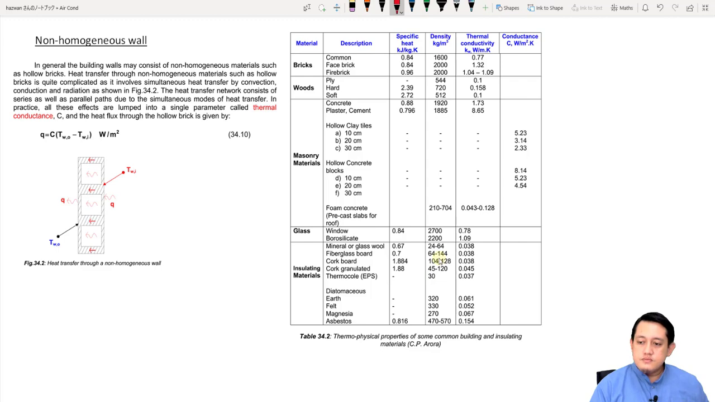So in the next lecture, we are going to look at one example on how to calculate the heat transfer rate from the outside to the inside. Okay. So see you again in the next video.